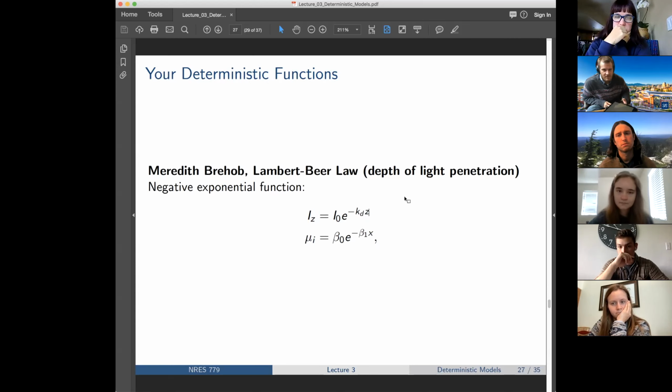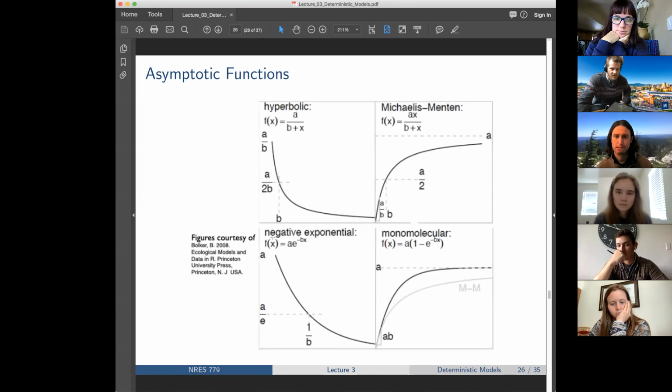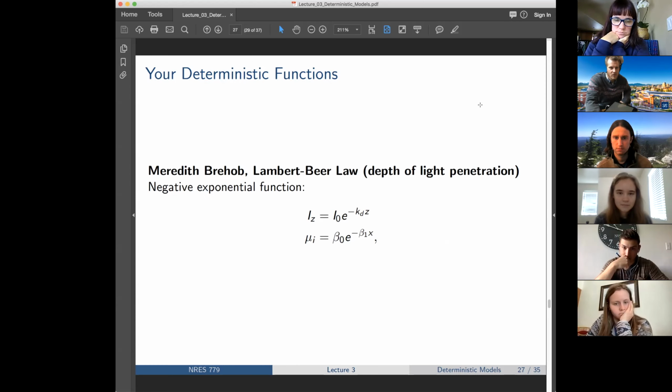Yeah, a very elegant function, with some nice theory behind it that fits into the specific field of science. There are interpretations of each one of these parameters. Let's go back a slide. We have I0 times e to the negative something times something. Let's look at the negative exponential function here. We have a times e to the negative something times something. So the Lambert-Beer law is just a specific case of the negative exponential function.